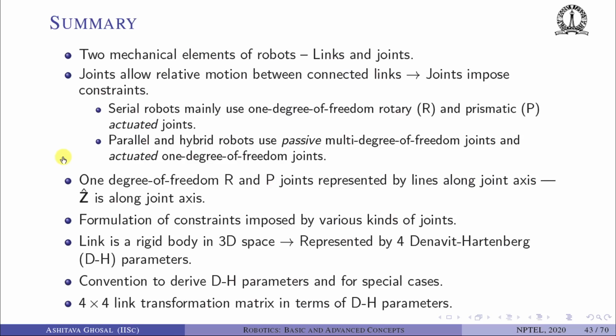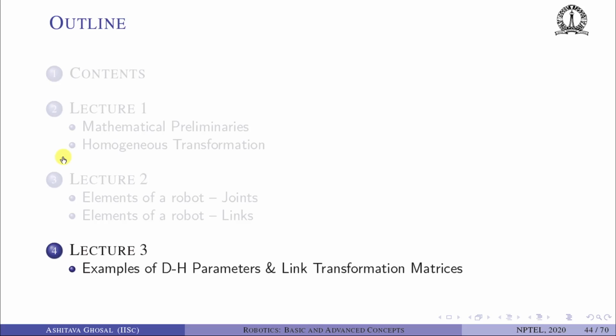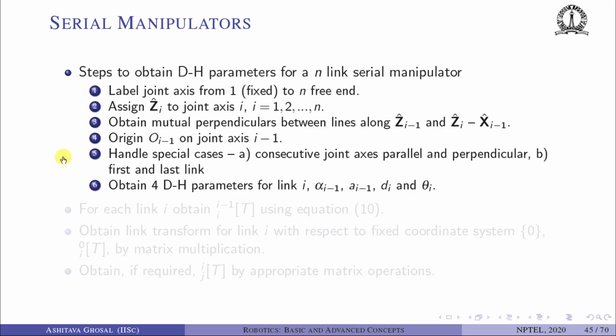Once we have the DH parameters for each link, we can use these DH parameters to obtain the 4x4 link transformation matrix. Recall again, a link transformation matrix is a 4x4 homogeneous transformation matrix in which the top 3x3 is the orientation of link i with respect to i minus 1, and the last column is the position of the origin of link i with respect to i minus 1. So let's continue. We will now look at examples of DH parameters and link transformation matrices.